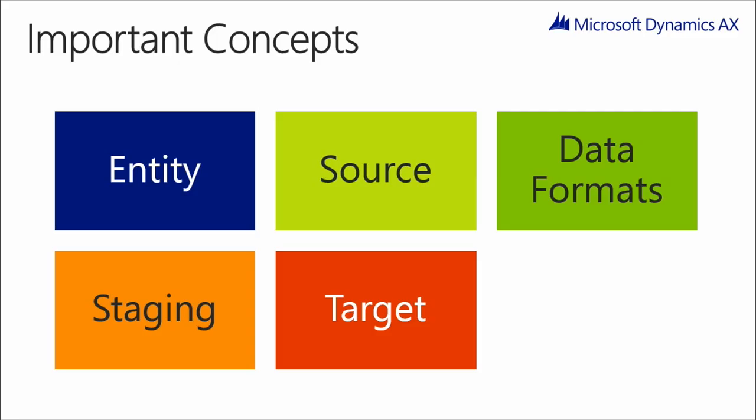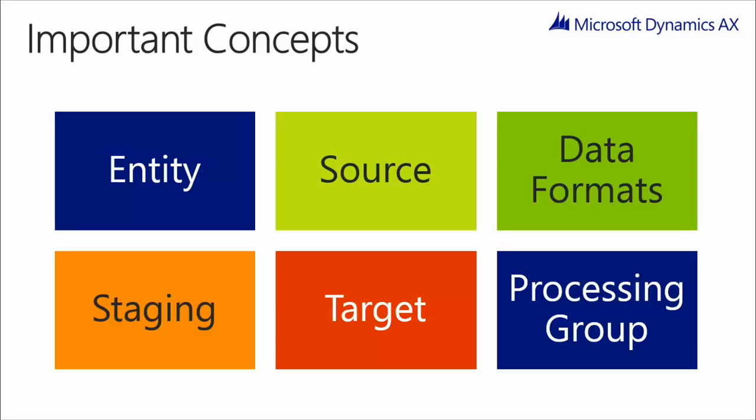The target is where you are moving the data to. When you import data from a file to an AX entity, data is first copied from the file to the staging table, and then from the staging table to the AX entity. The AX entity, in turn, might contain a number of tables that it is made up of.